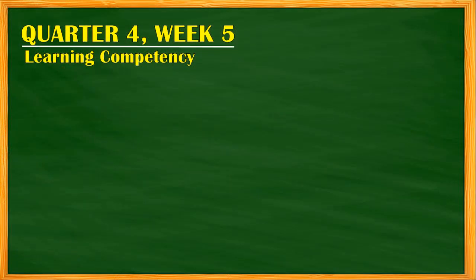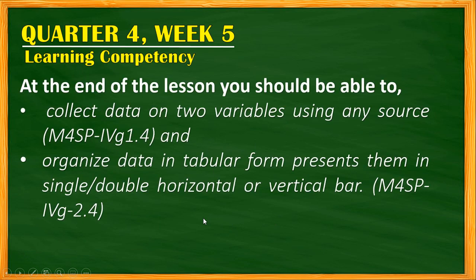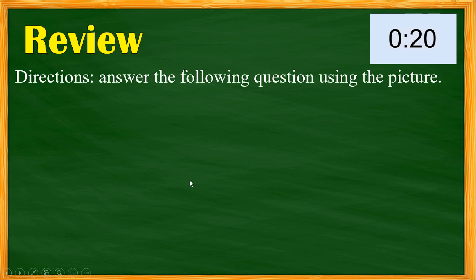So we are now in Quarter 4, week number 5 of our most essential learning. Our learning competencies for this day: we're going to collect data on two variables using any source, and we're going to organize data in tabular form, present them in a single or double horizontal or vertical bar. So let's have some review first.